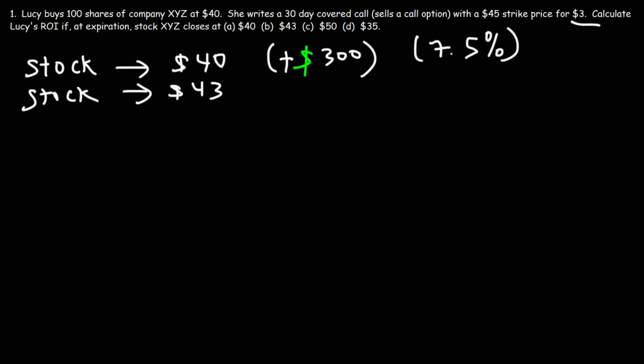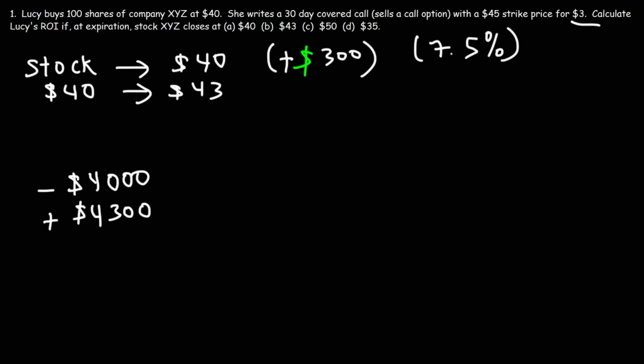Now let's move on to the second example. So what if the stock goes up from 40 to 43? Well, she put in $4,000 to buy the stock in the first place. Now it's worth $4,300. So if she sells her shares, or cashes out, she's looking at a $300 gain immediately. And plus, she still sold the call option for 300 bucks. So her net profit for this month is $600.